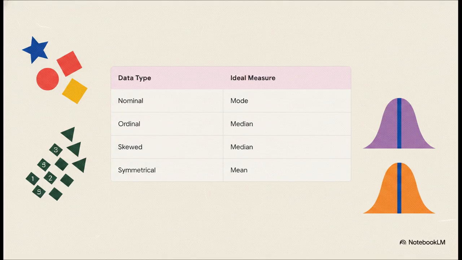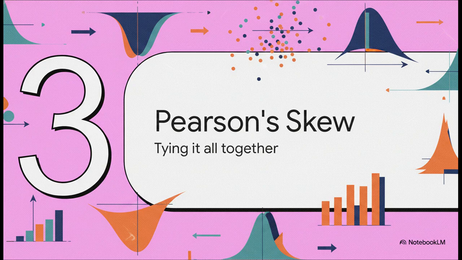If your data is nominal, you're going to lean on the mode. For ordinal, ranked data, the median is your best bet. Symmetrical data, that pairs perfectly with the mean. But a quick warning here, if your data is skewed, the mean will completely deceive you, making the median your safest bet for sure. Which brings us to section 3, Pearson's skewed relationship.